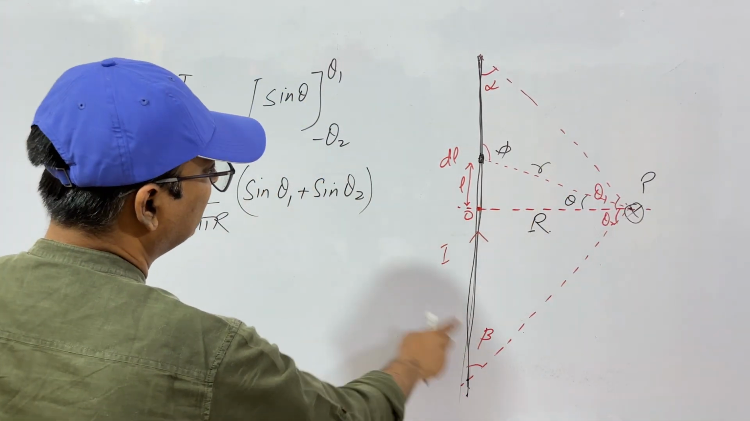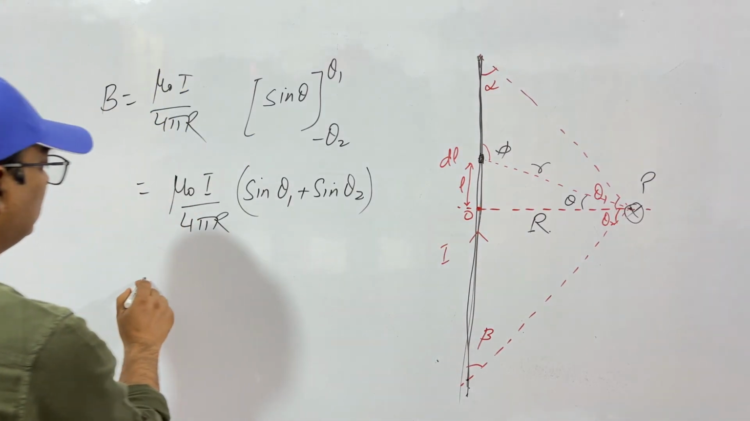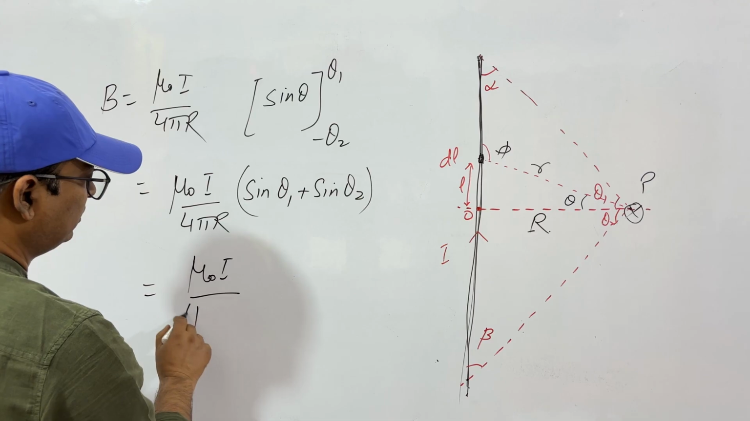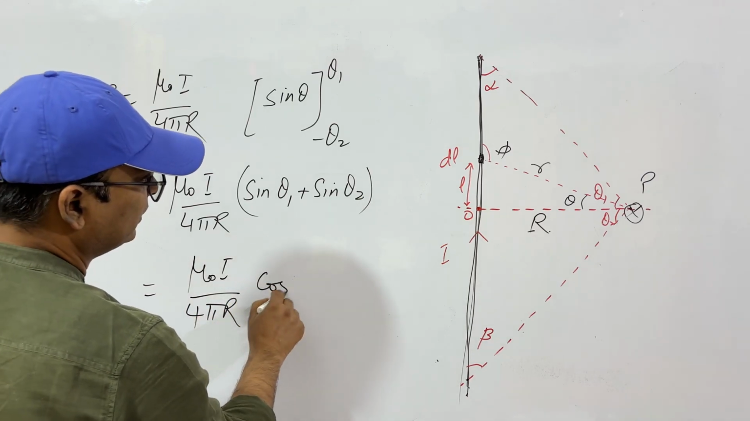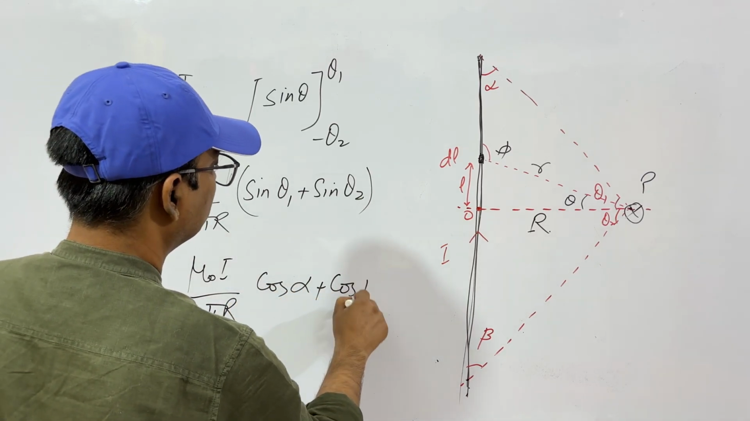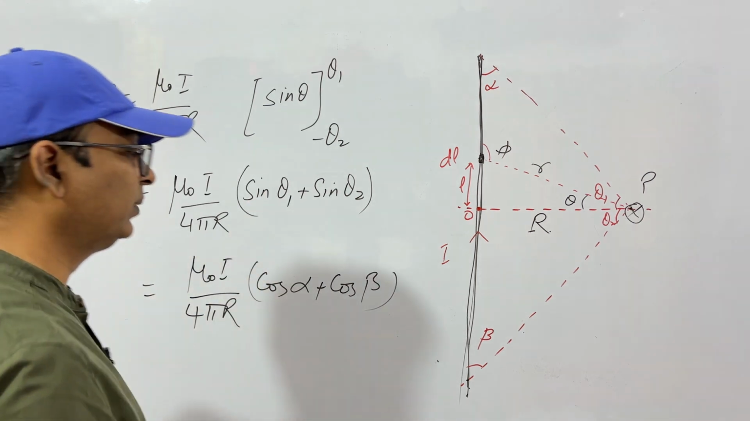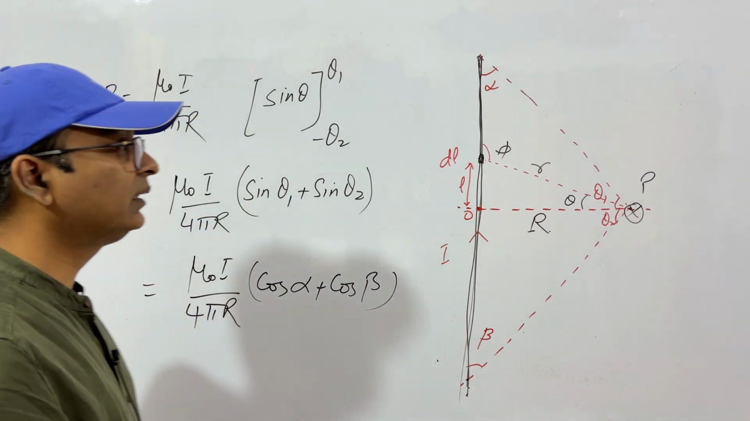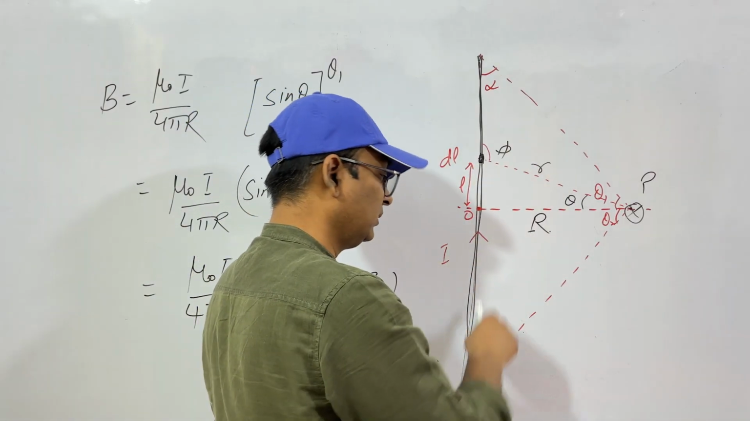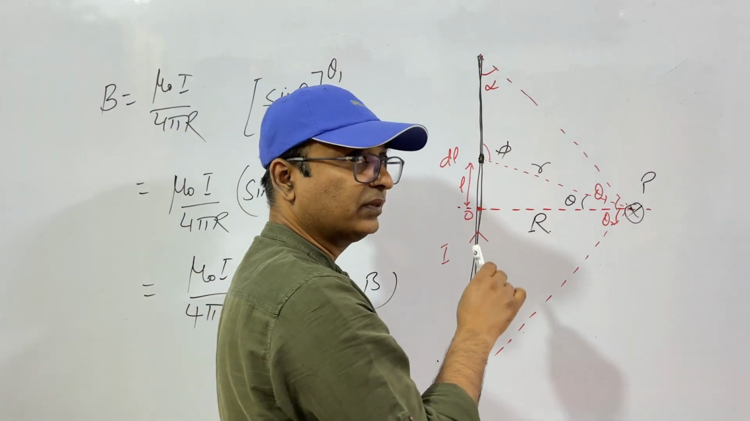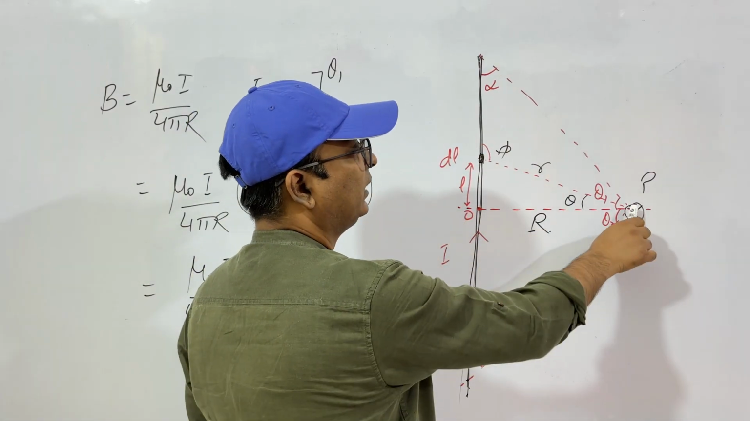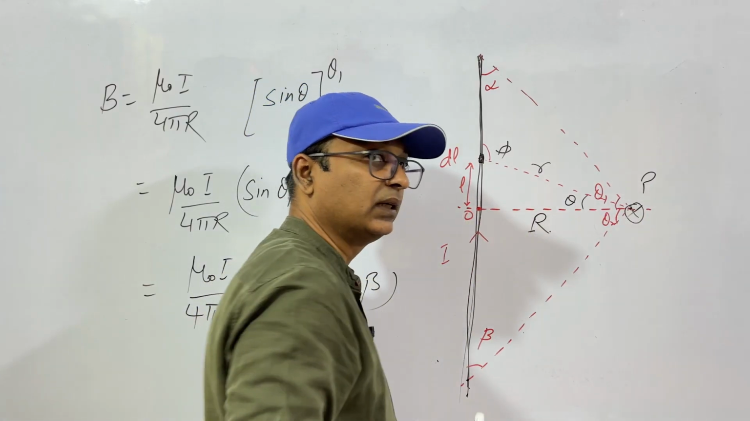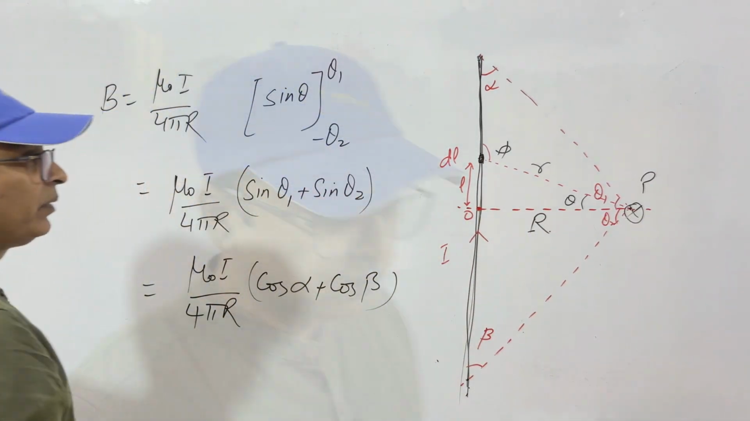In terms of beta, θ is 90 minus beta, so this is also equal to μ0 I/4πr. This you can write as (cos α + cos β) also, because sin(90 minus α) will be cos α. So this is the magnetic field intensity due to this wire, which is not infinite, it has a finite length, at point P, which is R distant from the wire. Okay, so this is clear.